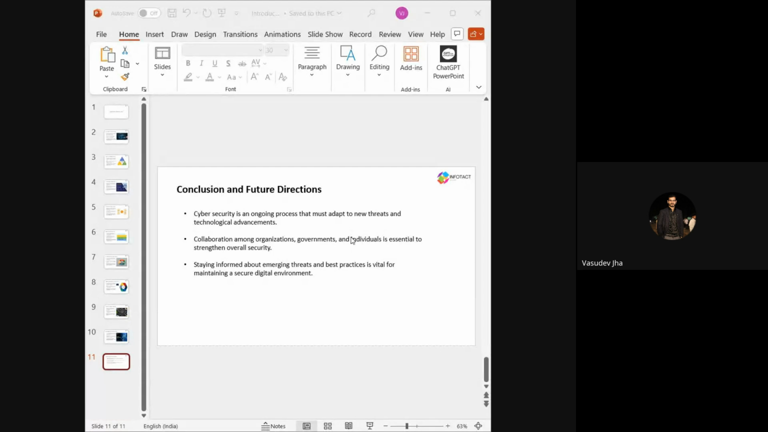Now we have a question: what is the difference between a threat and a risk? A threat is basically any potential cause of an unwanted incident that may harm a system or organization's security, whereas risk is a likelihood, or you can say a probability, that a threat will exploit a vulnerability and cause damage. So a threat is any potential cause of an unwanted incident, whereas risk is the probability of it happening.